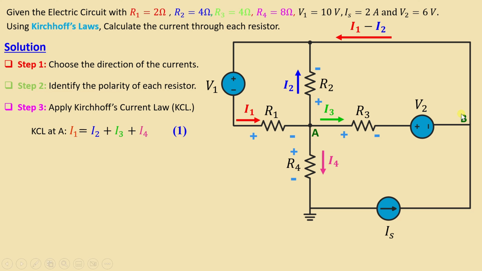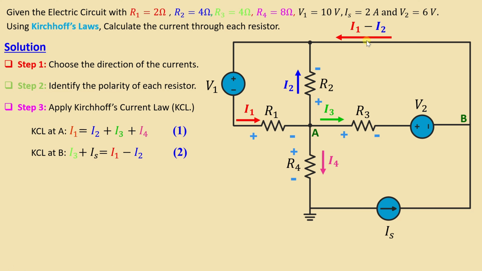We go now to node B. We have I3 entering the node, IS entering the node B, and I1 minus I2 leaving the node. We can write KCL at B: I3 plus IS is equal to I1 minus I2.